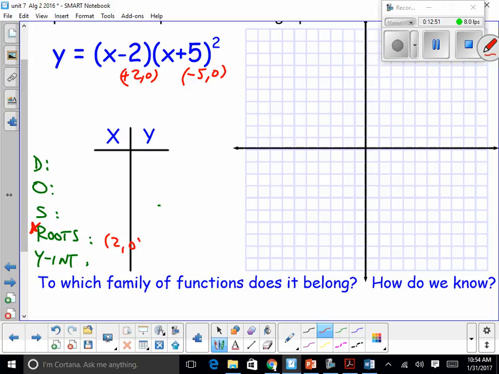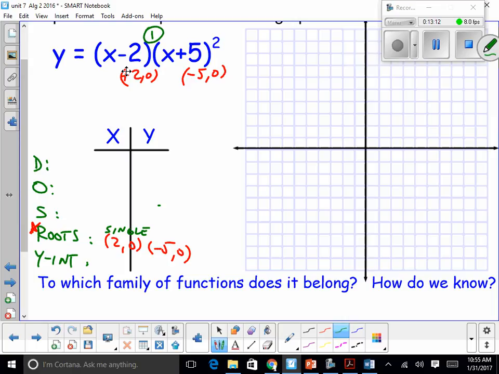Here comes the question. That 2, 0, is that a single, a double, or a triple? Single. There is no triple. The 2, 0, the 2 comma 0, is a single because the exponent is a 1.